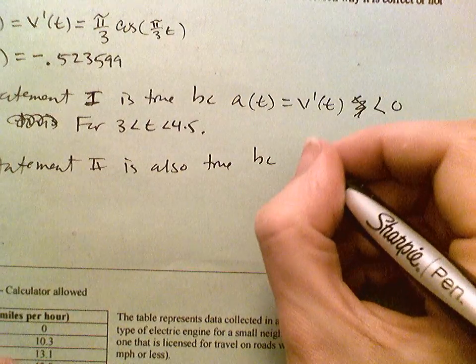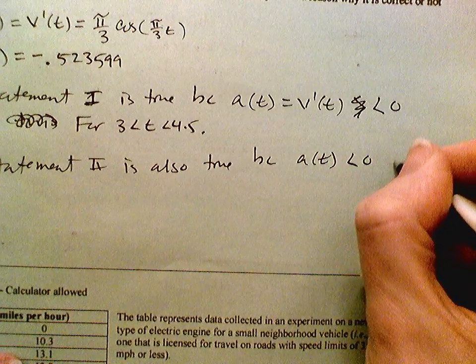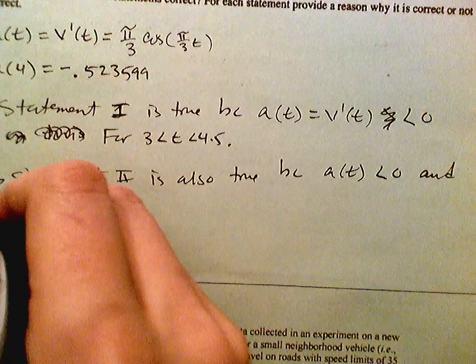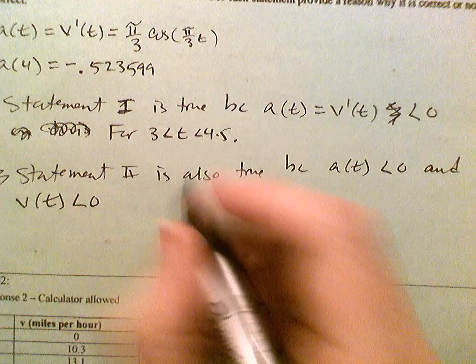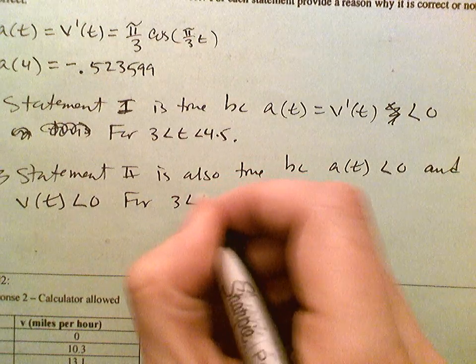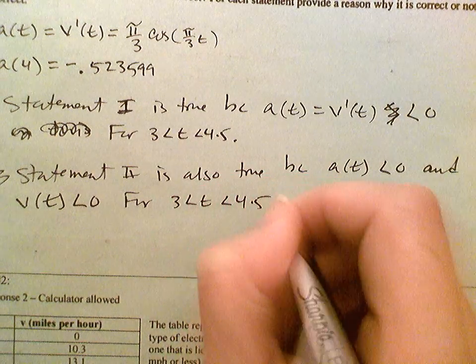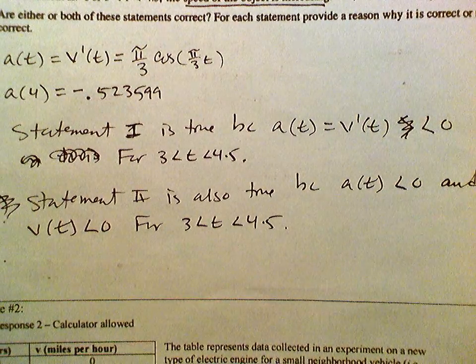because A of t is less than 0 and V of t is less than 0 for that interval. Okay. All right, so there's that.